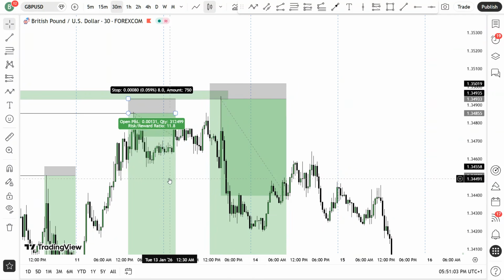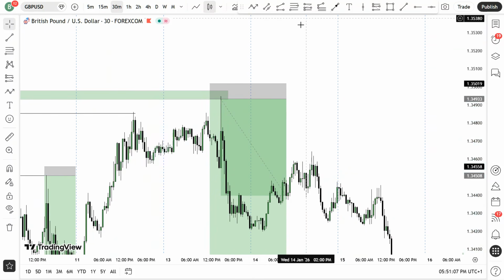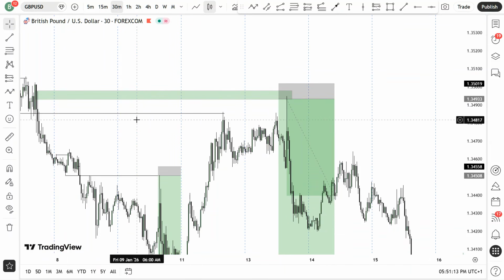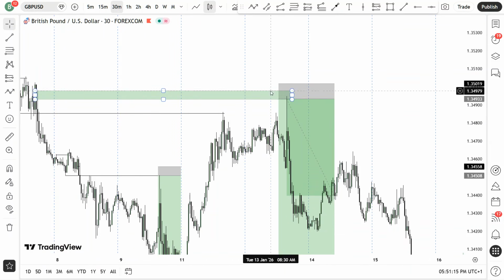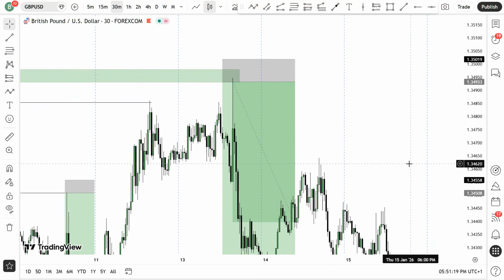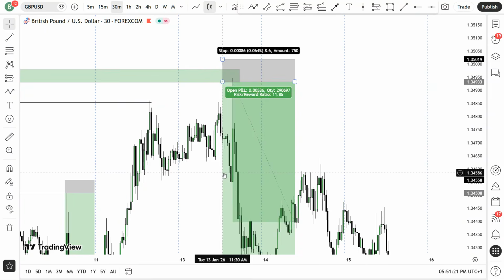Okay, these horizontal lines. Let me delete this guy so that all these things will be clear. This is where Tuesday price action started. Price swept everything here, that's the mitigation. Price took it out, mitigated here, and then dumped. And then price broke this whole zone.